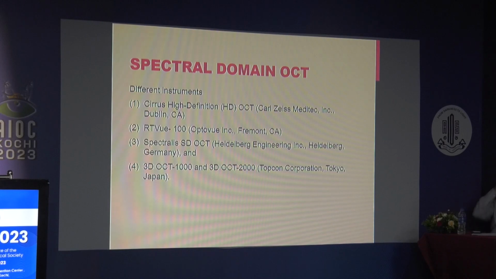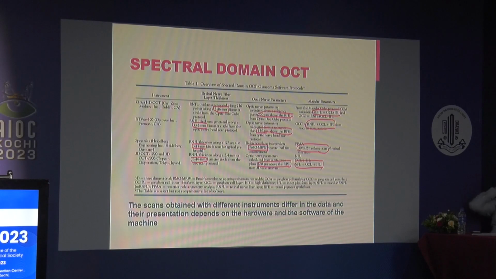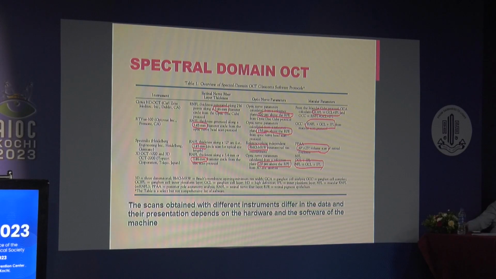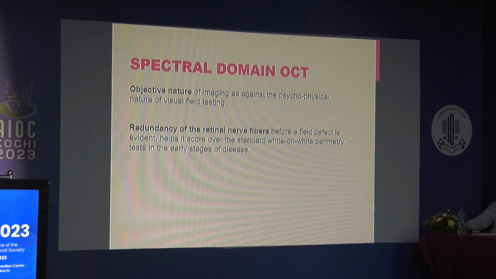As ma'am highlighted, there are different machines, and different machines have different algorithms. For RNFL thickness, they take different diameter circles, so we cannot compare one machine with another. You should always do OCT on a single machine. Similarly, for the optic nerve parameters, the reference is different for different machines. Scans obtained with different instruments will differ in data, and you cannot compare them. OCT is objective in nature, whereas visual field is psychophysical.